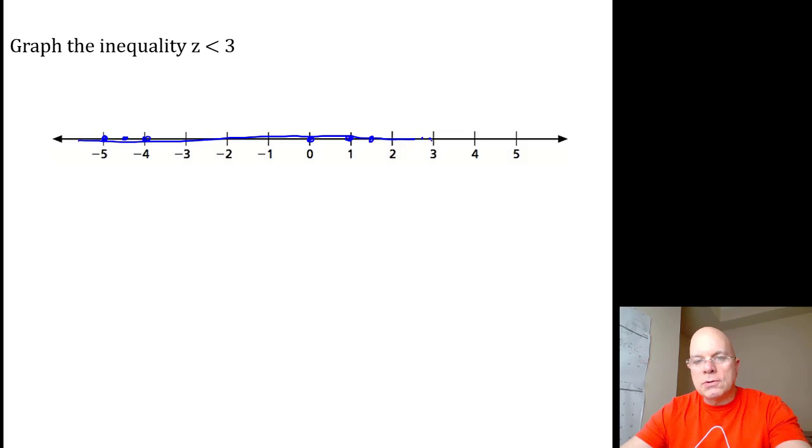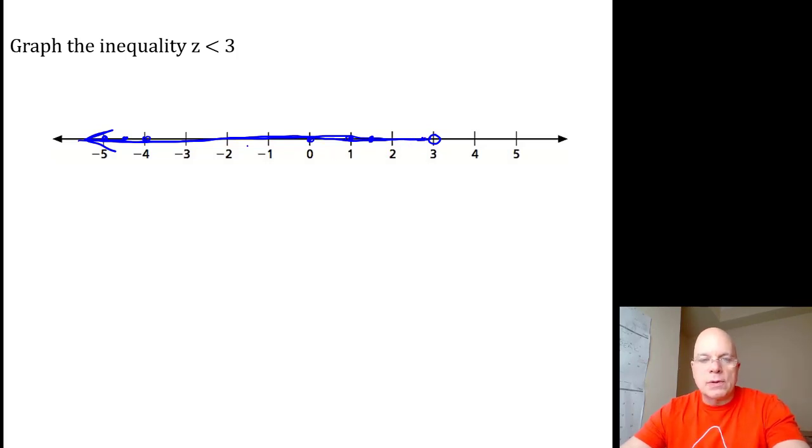So how do you show that it goes all the way up to the 3 but doesn't include the 3? You show that with an open circle. That open circle shows the person reading your graph that z could be any value less than 3, but it could not be equal to 3. The open circle is the notation for that.